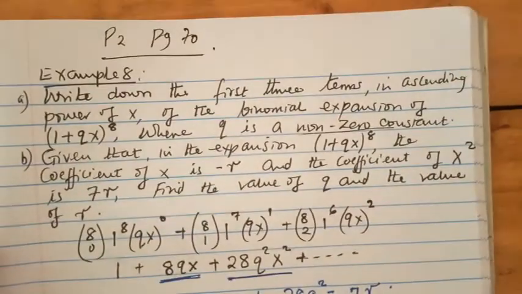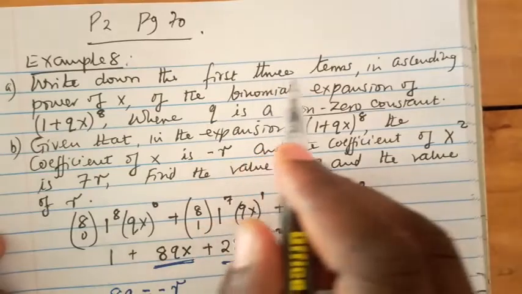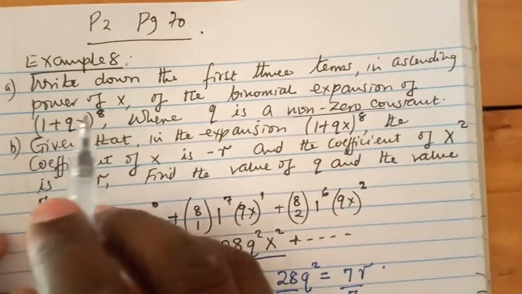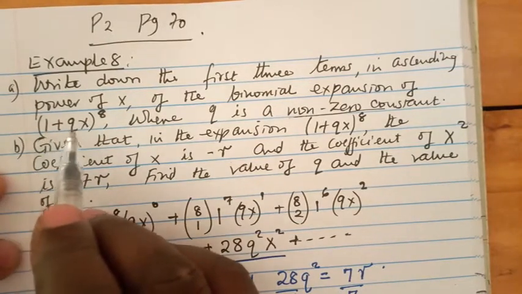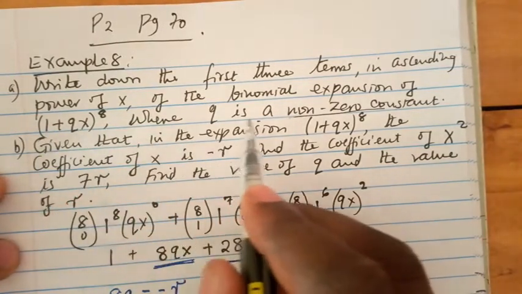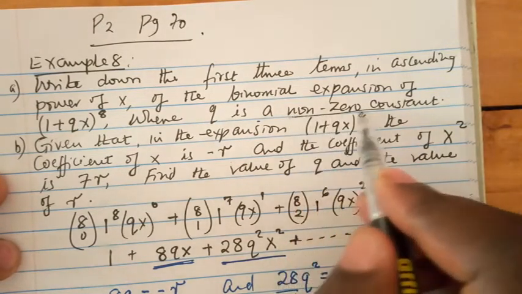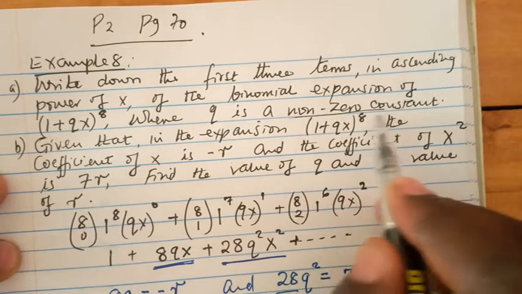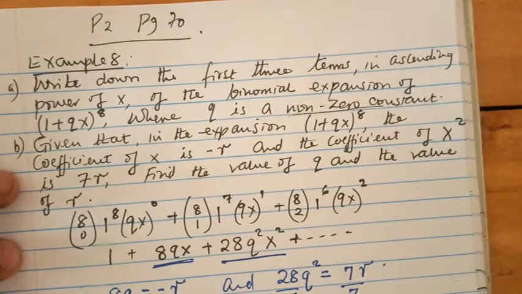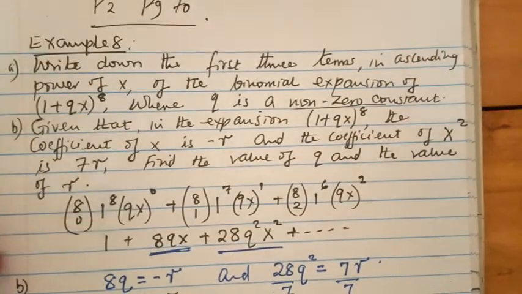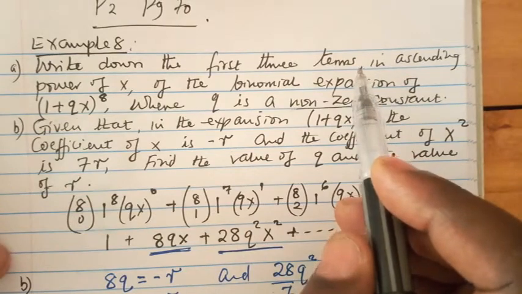In that question, we are expected to write down the first three terms in ascending power of x of the binomial expansion of (1 + qx) raised to power 8, where q is a non-zero constant. Let us underline non-zero constant. Before we go to part B of the question, let us just deal with part A. Write down the first three terms in ascending order.